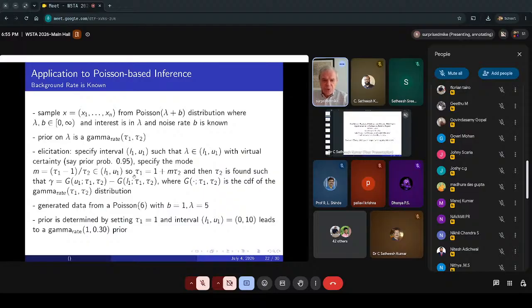Well, gamma here was 0.95. I guess that's not the coverage probability. I'm using gamma too many times. Make that 0.95, right? And so that determines my prior, gamma rate (lambda, tau1, tau2).